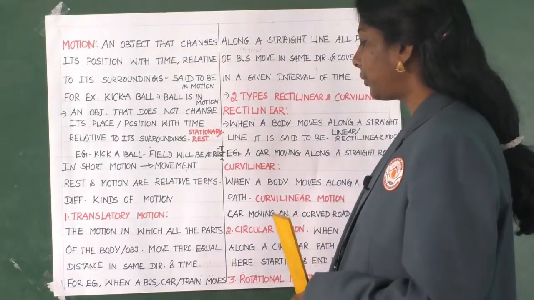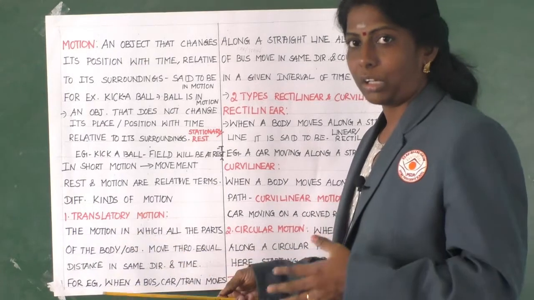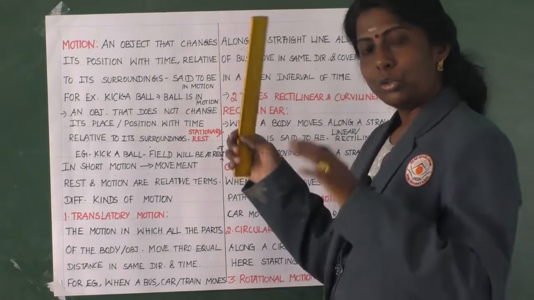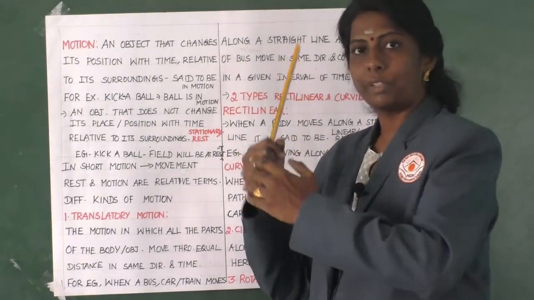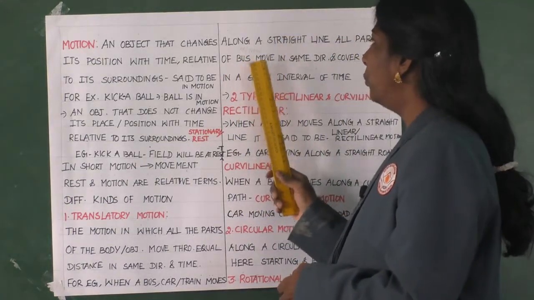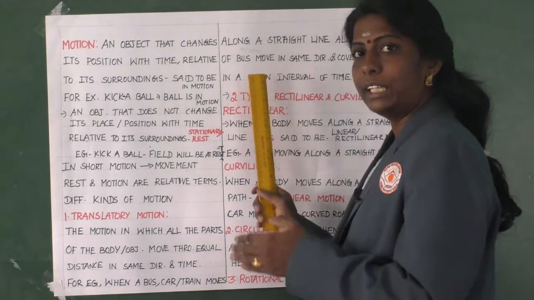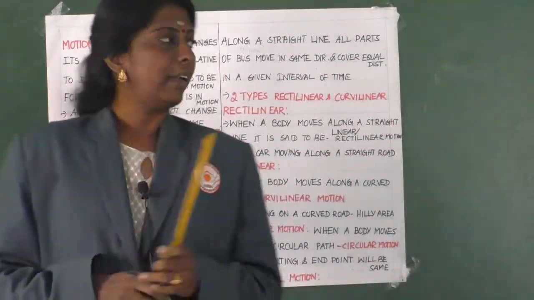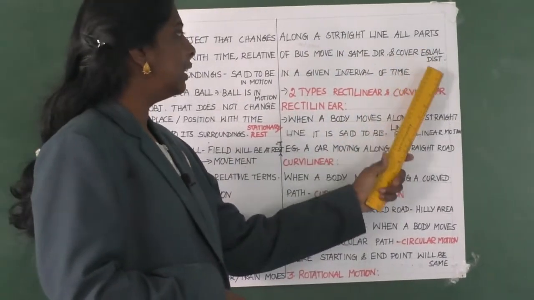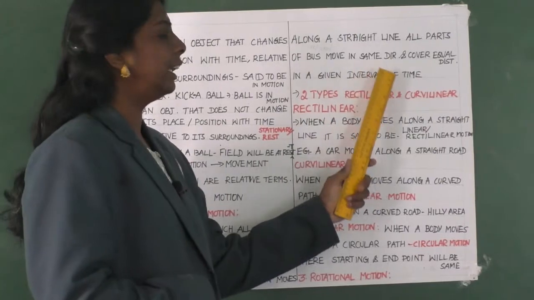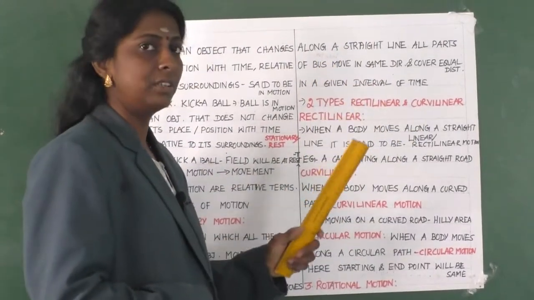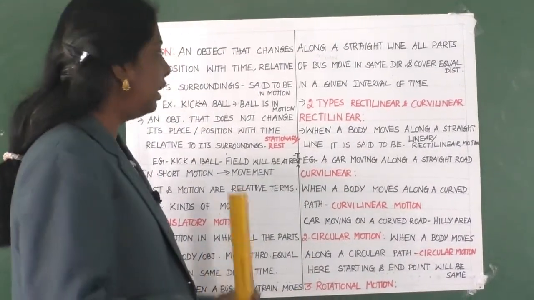For example, when a bus or a car or a train moves along a straight line, of course all the parts of the bus are also moving along with it. Is it not? All the parts of a bus or a car or a train move in the same direction, all together. And they cover equal distance in a given interval of time. So this is what is said to be translatory motion.